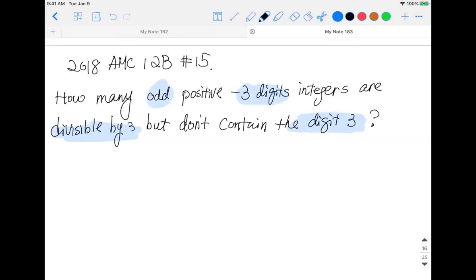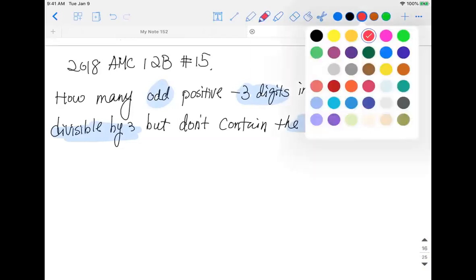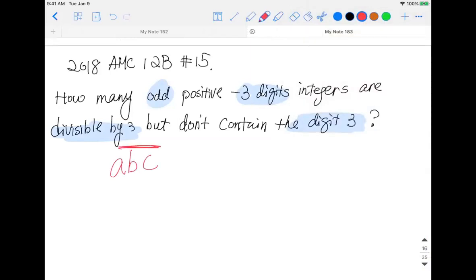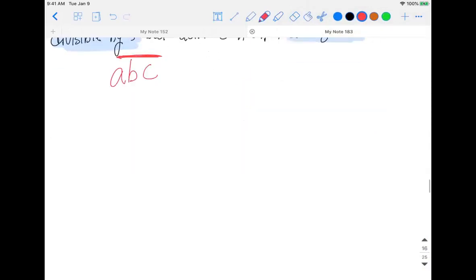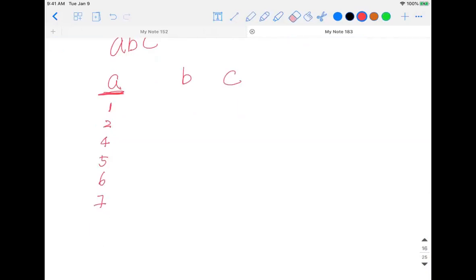Like I said, for all the digit related problems, you just try to do your casework digit by digit. So let's say my number can be written as ABC. Talking about the first digit, I don't think there's too much constraint. You just want to make sure it's 3 digits with no digit 3. That's it. It can be 1, 2, no 3, 4, 5, 6, 7, 8, 9.